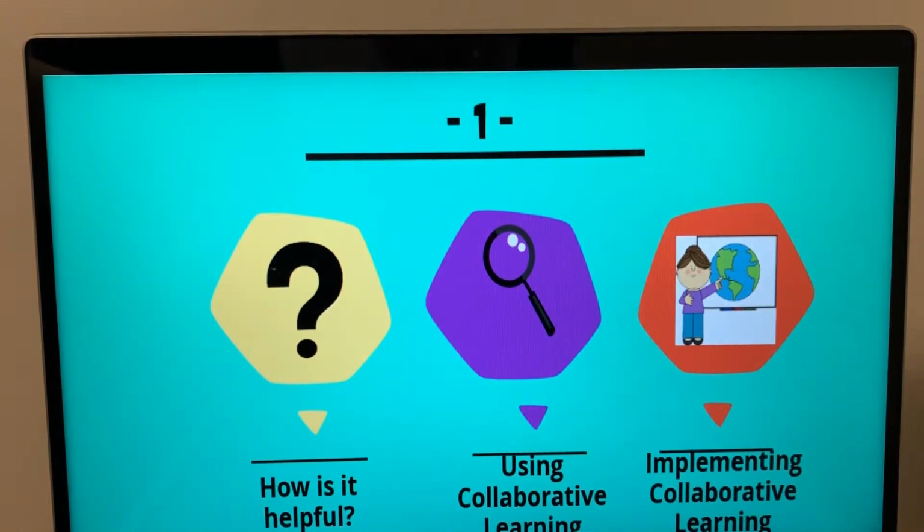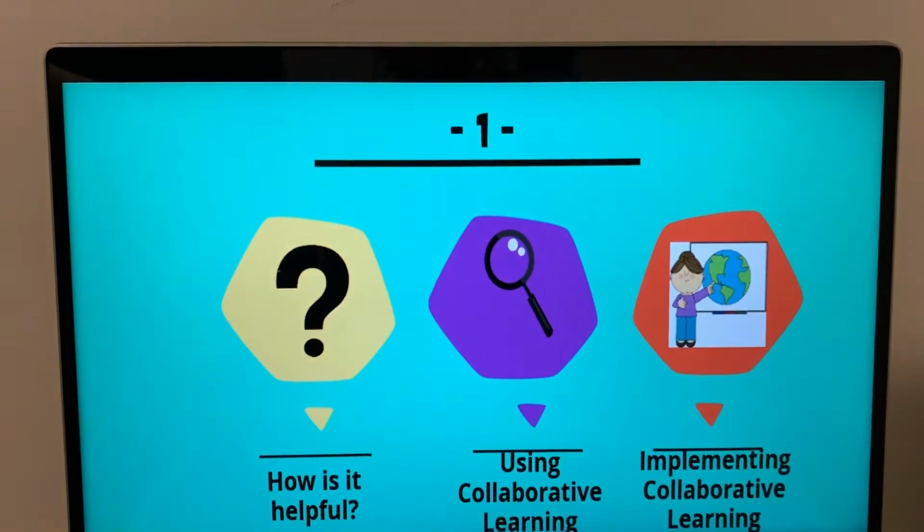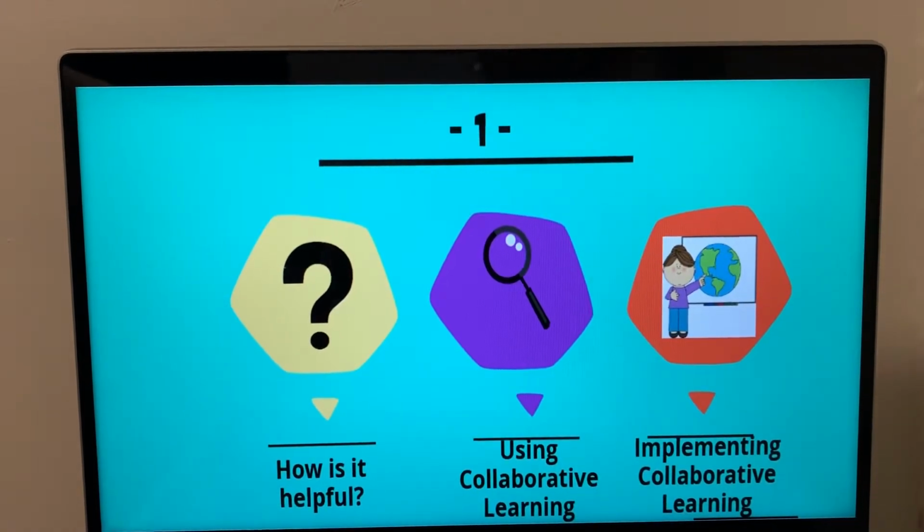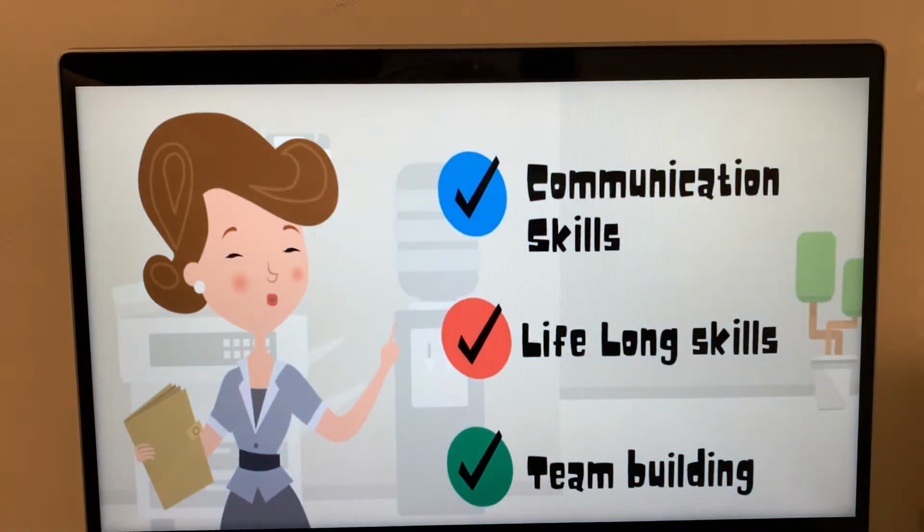How can you use collaborative learning in a classroom? And then how I can use collaborative learning in my own personal classroom. And with that one, it comes with how to group your students and how to give them different roles or different jobs in order to work the best that they can. The first topic I discussed was how is collaborative learning helpful?